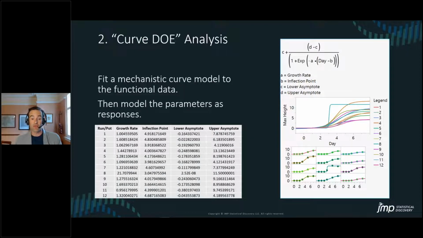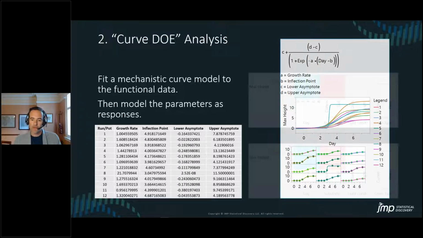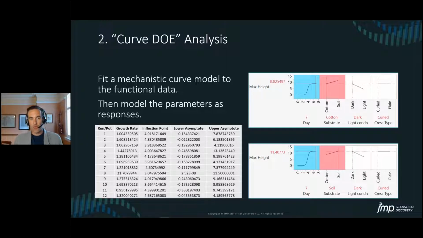So we can take those now and model the factors against those. We've got different parameter estimates for each run, for each pot of cress, and we can use those as our responses. Model the factors against those as we would in a standard design of experiments model. What's nice about this is that you can ultimately reconstitute that curve. Because we now have a model that tells us how the factors affect the parameters of that curve, we can actually recreate that curve for any of our factor settings.